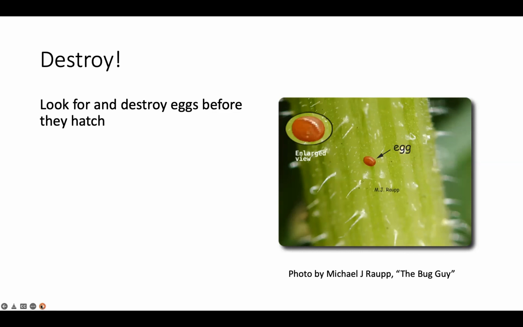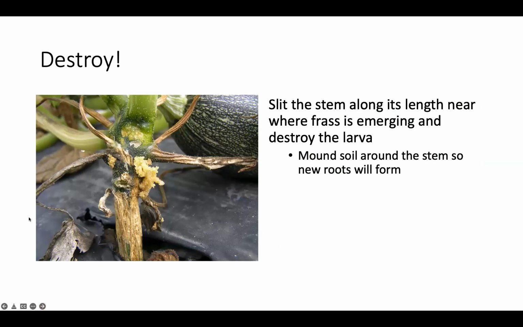The next thing you can think about in destroy mode is to destroy the larvae inside the stem. The frass on the outside is a sign of where the larvae are feeding. If you cut along the length of the stem right here and slit the stem open and go in there with some kind of sharp implement, you can kill them. You can also think about mounding soil around the stem where you did this, so new roots will form. That's especially helpful when you're not dealing with a bush type of squash, but you're dealing with an infestation on part of a vining stem of squash.